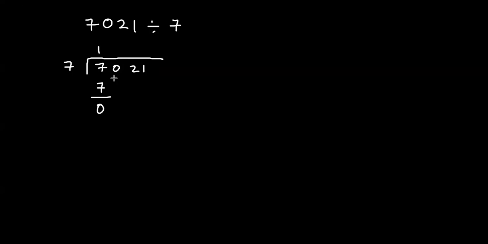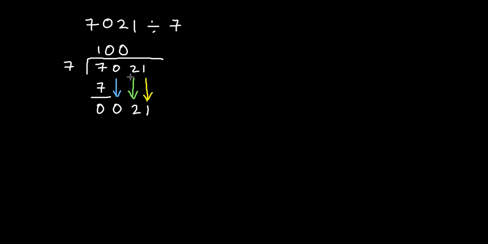Then we bring down the next digit. So that's still 0. And 7 doesn't go into 0, so we have to bring down another digit. So that becomes 2. And then when we bring down the second digit, we have to add a 0 for that. But 7 still doesn't go into 2, so we have to bring down the next digit. So that becomes 21. And then we add a 0 because we brought down the next digit.